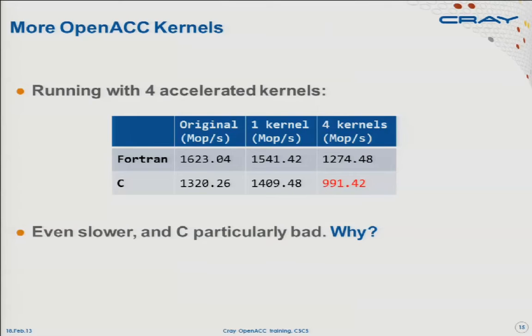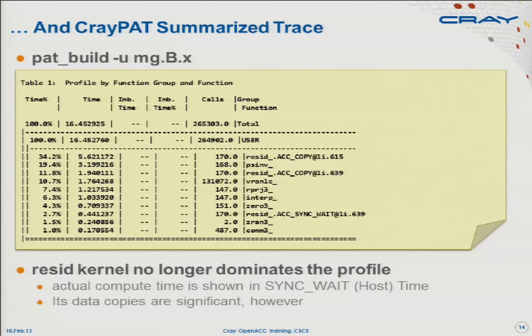So what do we do? Well, at this stage, we just bite the bullet. We say, well, I know that data copies are a problem. I know that I'm going to have to get rid of those. I know that I'm going to need a data region. But a data region has to go around a number of kernels. So I need to port more kernels first.